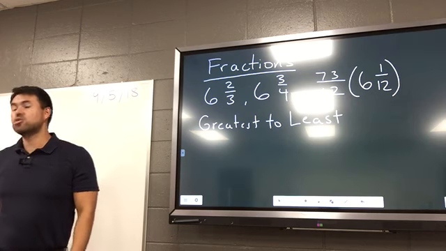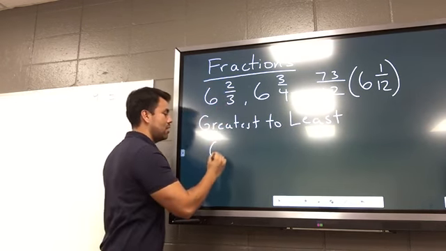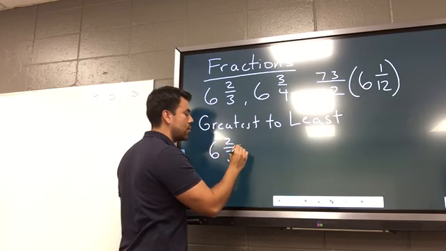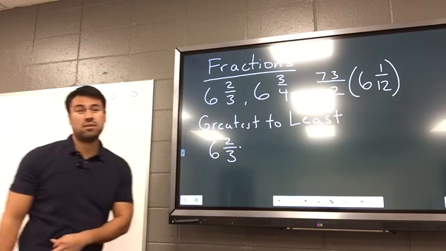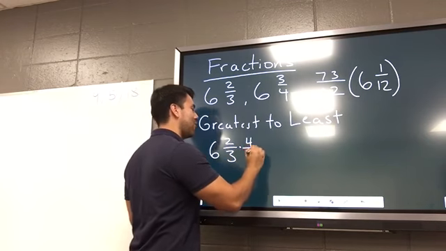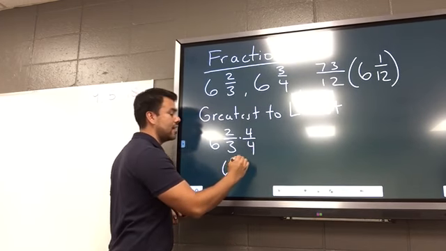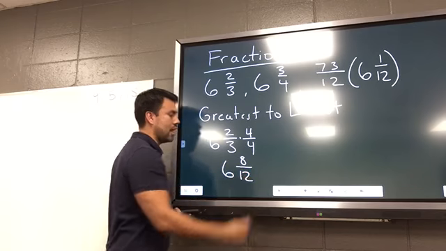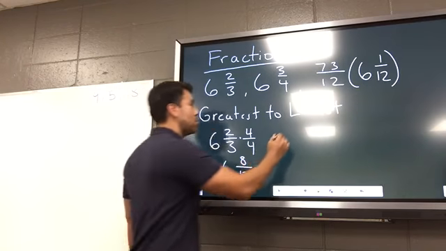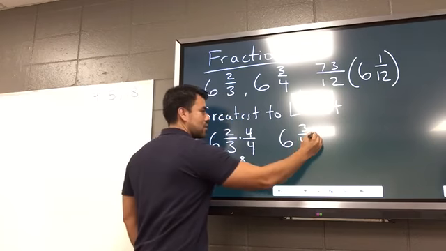Yep, Josiah? 12. So I need to change this mixed number so that the denominator of the fraction is now 12. So what do I multiply the fraction by? Anyone know? 4. Okay, thank you. 4 over 4, which gives me 6 and 8/12. Okay, we're okay with that? 6 and 8/12. All right, what do I multiply the fractional part of 3/4 by to get that 12 denominator?